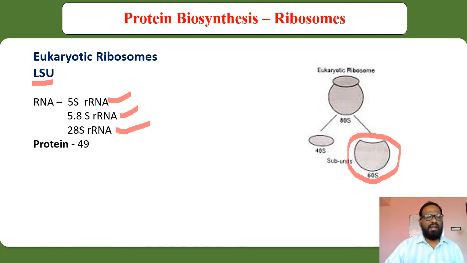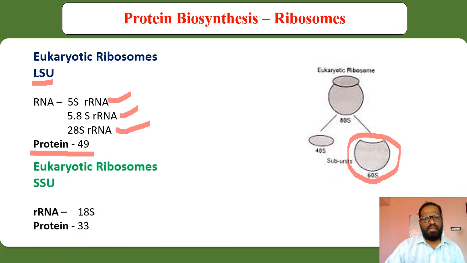And the large RNA has somewhere about 4,200 to 4,700 bases. This is the information about the RNAs. Now if you take the proteins, there are 49 different types of proteins. It means that the eukaryotic ribosome is much more complicated as compared to the prokaryotic ribosome.